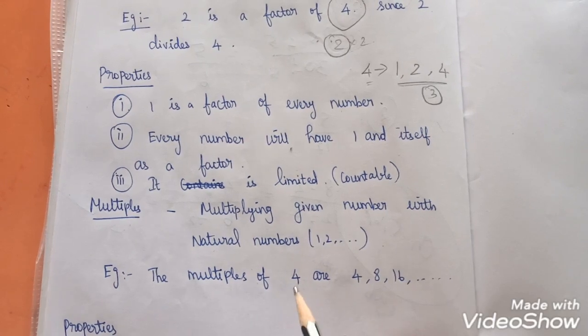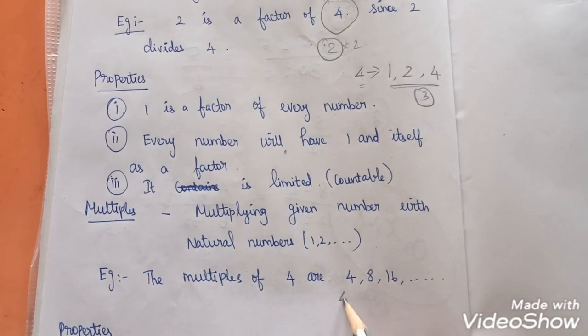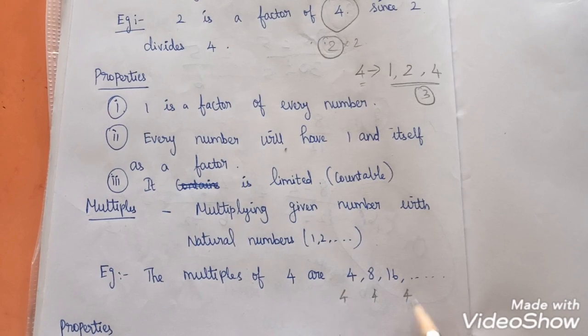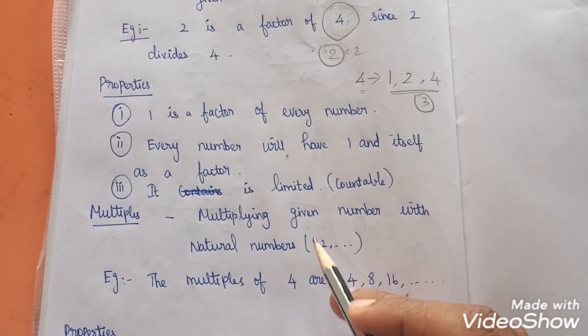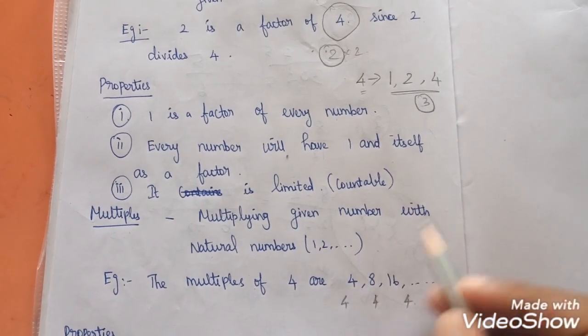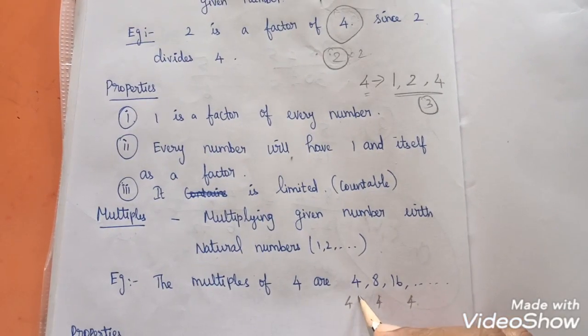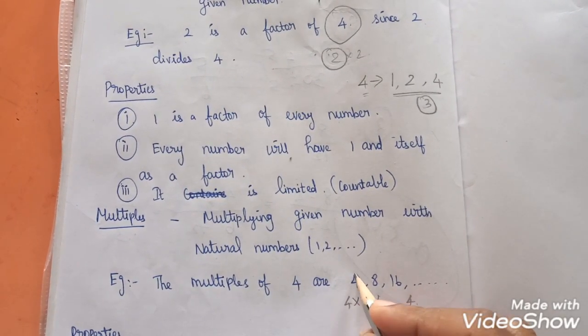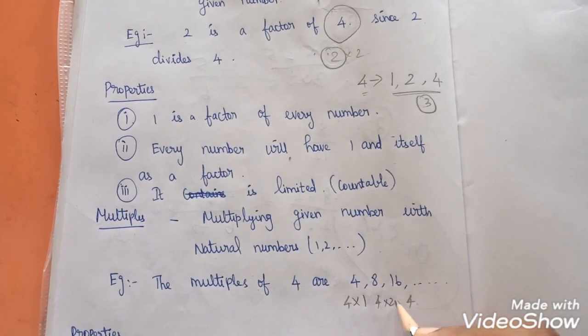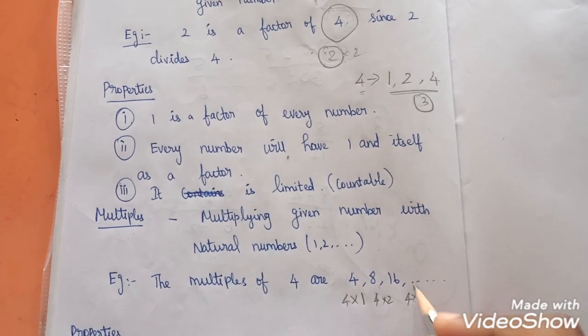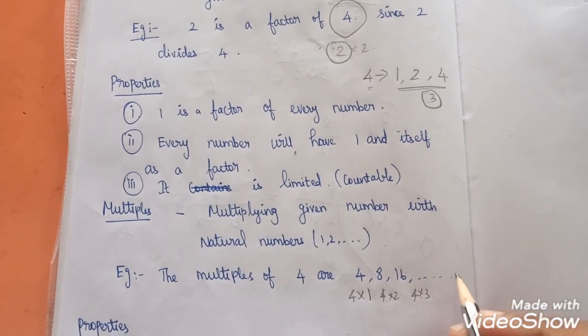The multiples of 4. We already know that multiples are obtained by multiplying the given number with natural numbers. So let me multiply the natural numbers. 4 into 1 is 4. 4 into 2 is 8. 4 into 3 is 16. So it goes on.